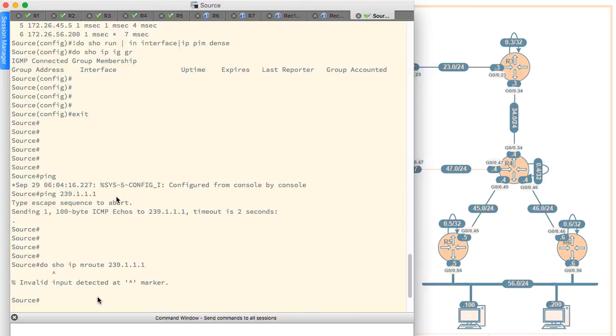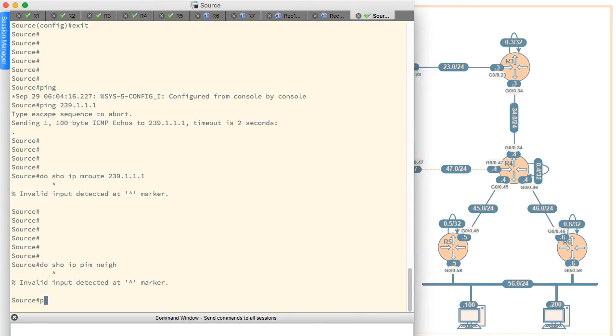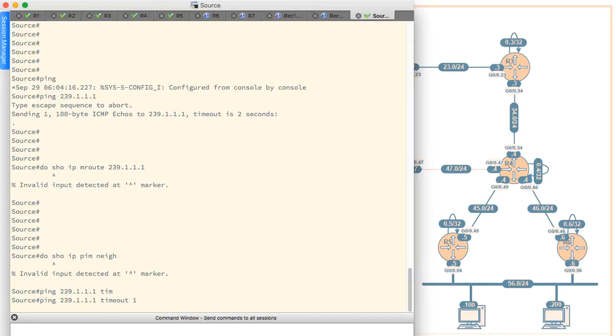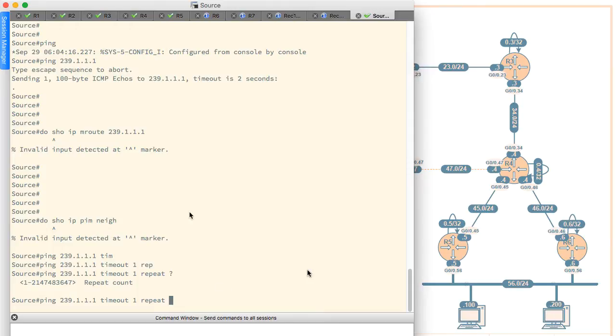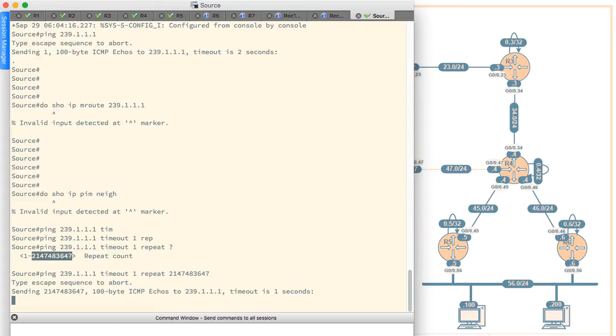So let's generate a few more packets. In fact, this time I'm going to just send continuous packets. So I'll say 239.1.1.1 and I'll say timeout 1 so that the packets are sent a little bit faster. And I'll tell it to repeat for the highest repeat count. So now the source is completely active in our topology.